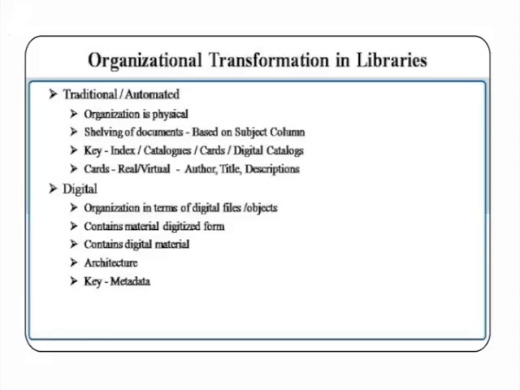The card can be real or virtual, and generally cards give the details about a document like author, title, description. In the digital collection also, the same thing is maintained: organization in terms of digital file and object. The difference is, instead of a physical file, that will be a digital file or object, which contains the material in digitized form, that is the binary form.